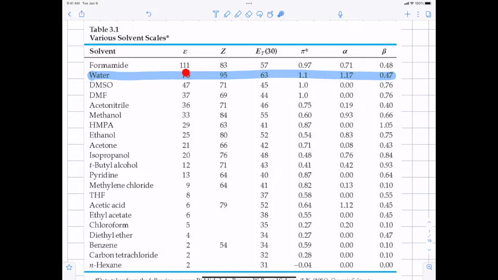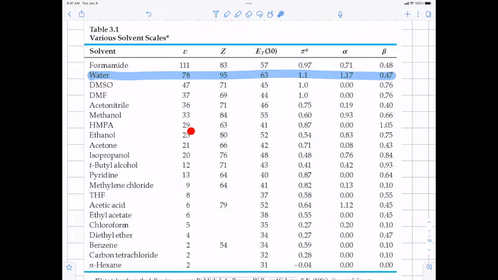But water is one of the most polar solvents you can get. So 78 times more responsive to an electric field than a vacuum is. You have other solvents in this list. They include polar but non-protic solvents like DMSO, DMF, acetonitrile. These are often used as solvents in reactions where you're going to have ions, like SN2 reactions. DMSO is very popular for that.